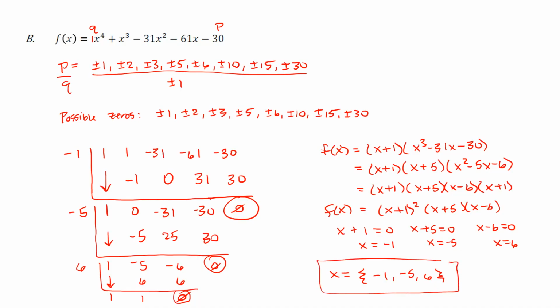Okay. Now the linear factor x plus 1 has a power or an exponent of 2. So that means that -1 has a multiplicity of 2. So if we were to graph f of x, we would have to take note of that.